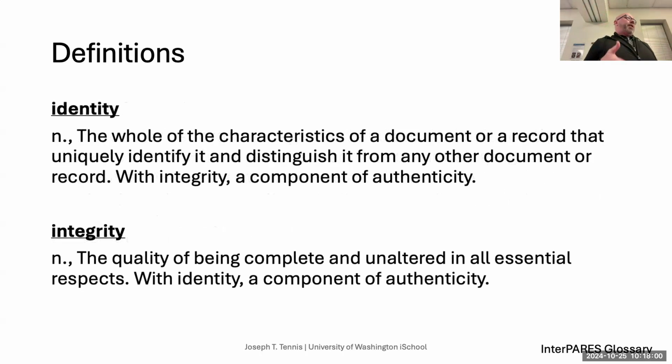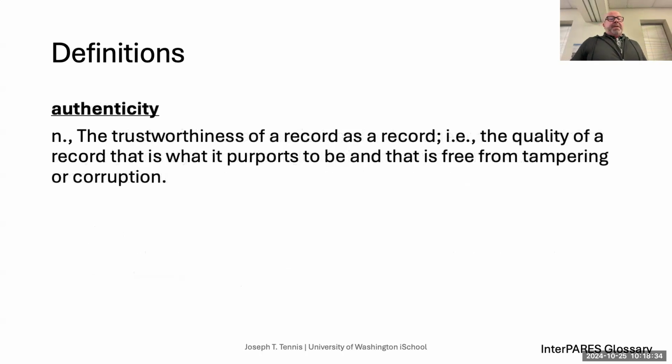In this context, we care very much about the identity and the integrity of records because this will lead us to presume their authenticity. So as we understand, identity is the whole of the characteristics of a document or a record that uniquely identify it and distinguish it from other documents or records, and it is a component of authenticity. Integrity, as discussed already today, is the quality of being complete and unaltered in all essential aspects. It too is a component of authenticity. So authenticity is the trustworthiness of a record, the quality of the record that it is what it purports to be, and that it's free from tampering or corruption.